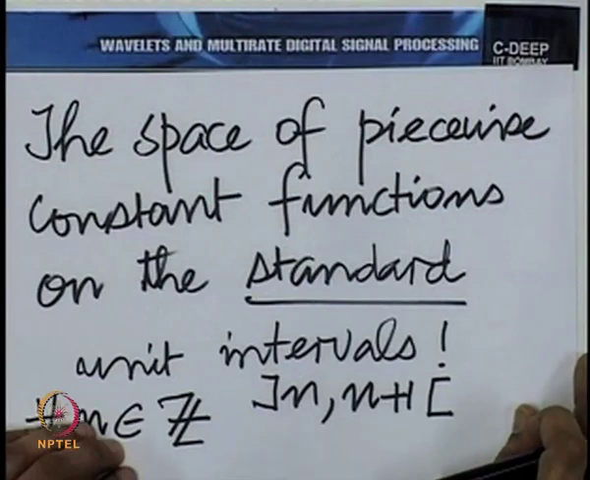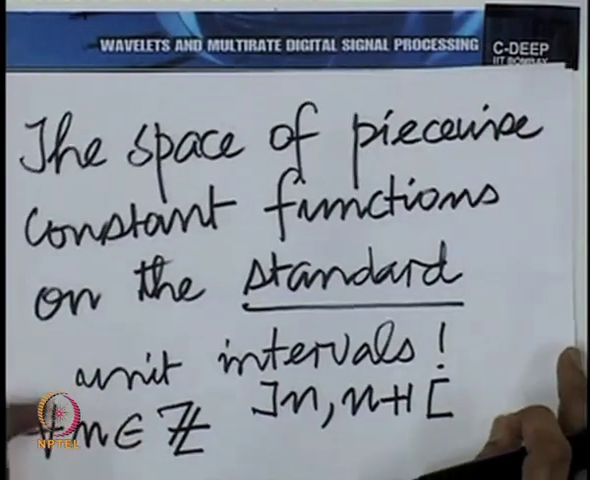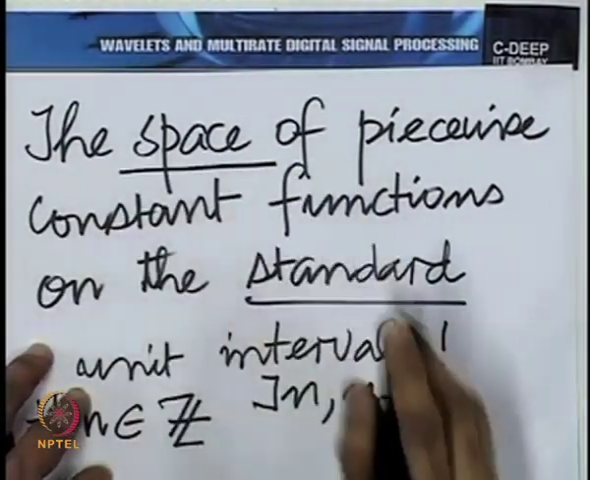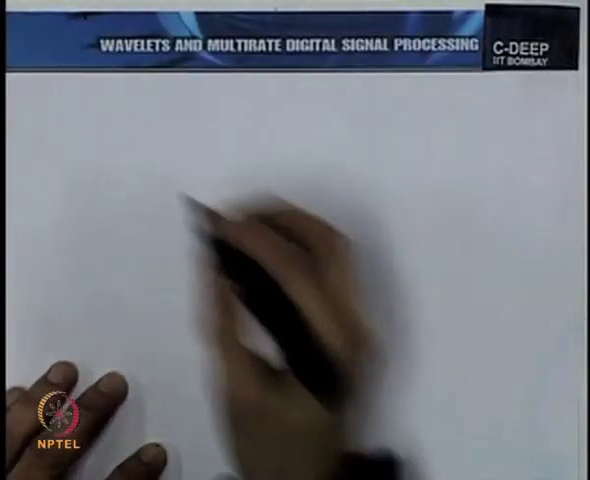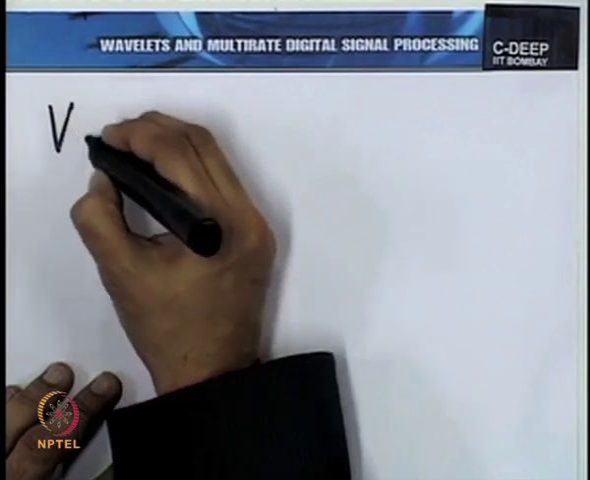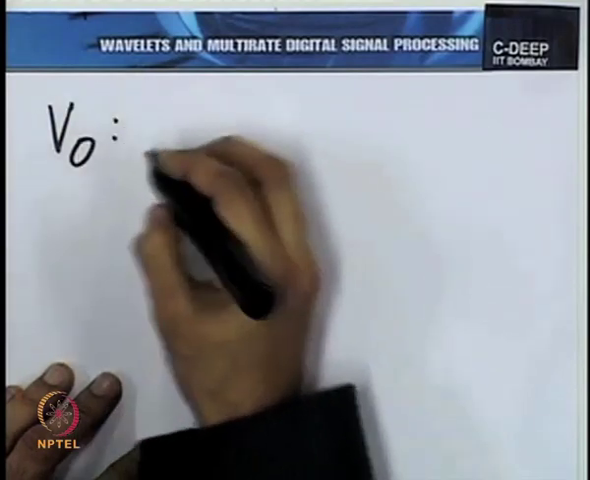So, therefore, this set of functions that we talked about a minute ago is indeed a linear space. That is why I have called it a space here, and we will give that space a name. We will call that space V 0. So, V 0 is the set.